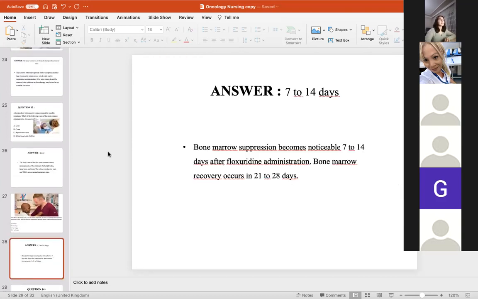And answer is 7 to 14 days. Bone marrow suppression becomes noticeable 7 to 14 days after fluoxetine administration. Bone marrow recovery occurs in 21 to 28 days.